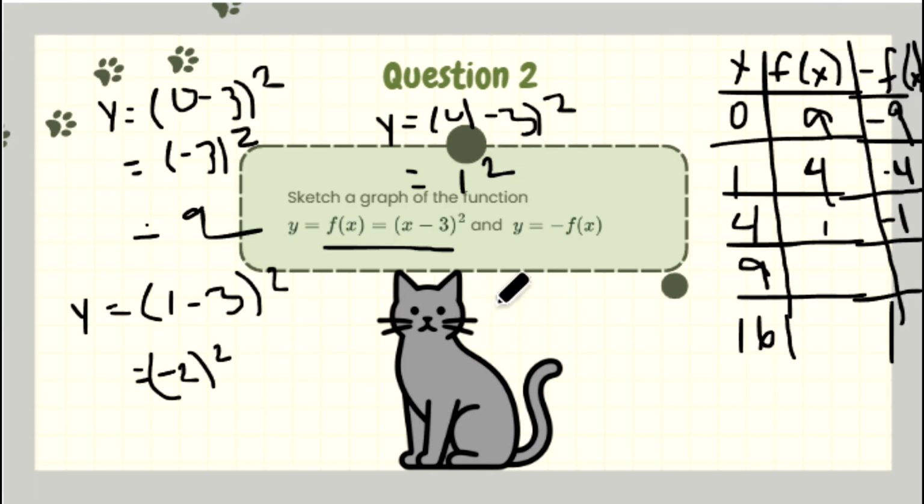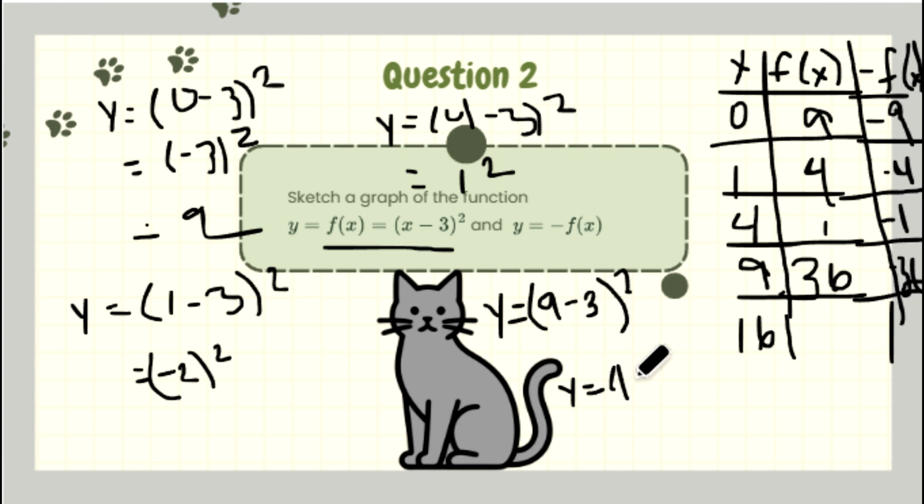And then we have 9, which is going to give us y equals (9 minus 3) squared, which is going to give us 6 squared, which is 36, and negative 36. And here's the big one, 16. Y equals (16 minus 3) squared, which is going to give us 13 squared. And boy, howdy, am I getting a calculator for that one. Let's go: 13 times 13 is 169 and negative 169, which I'm not going to try to squeeze in there, okay? Then you're just going to go ahead and plot it.